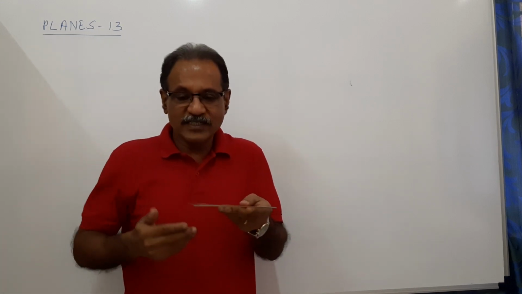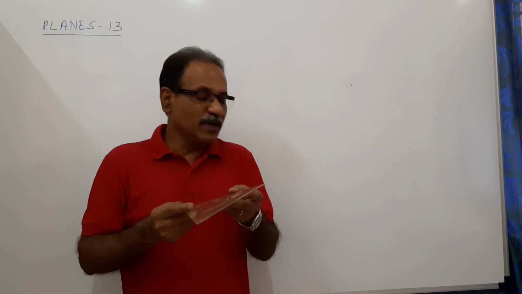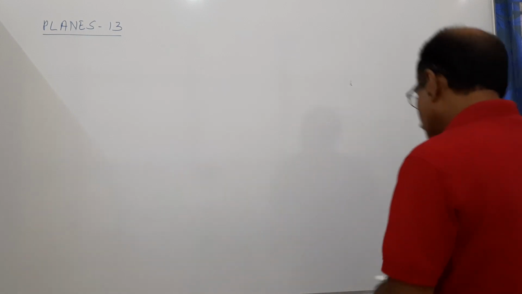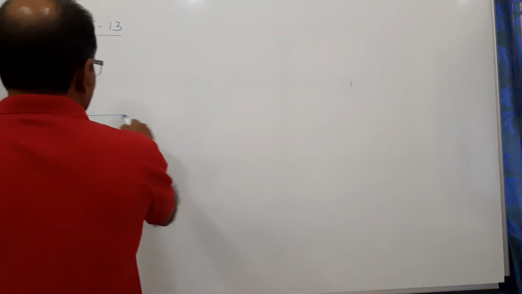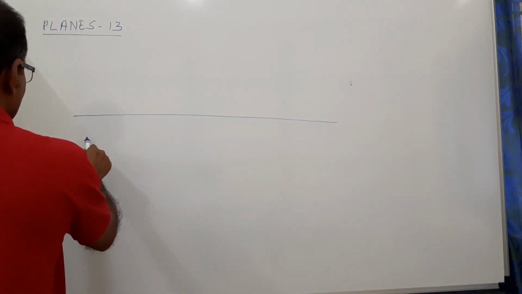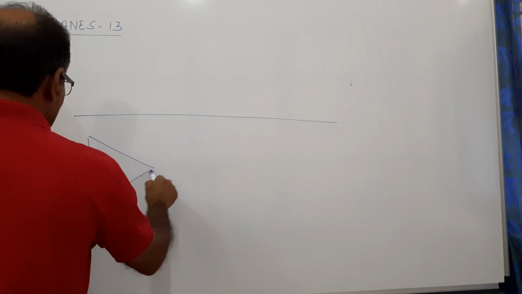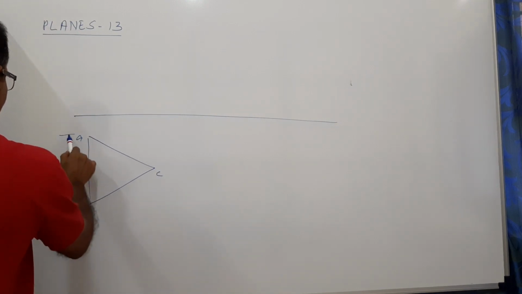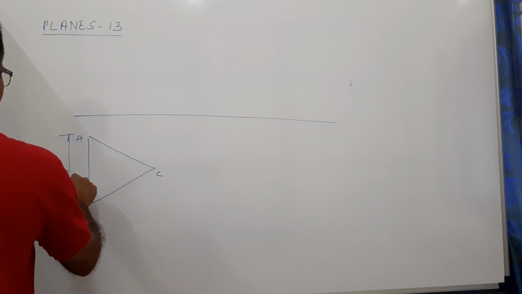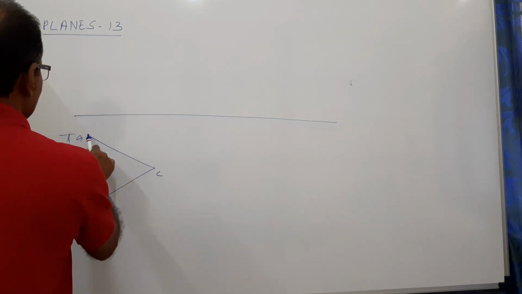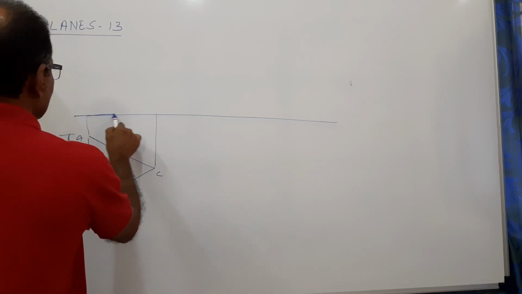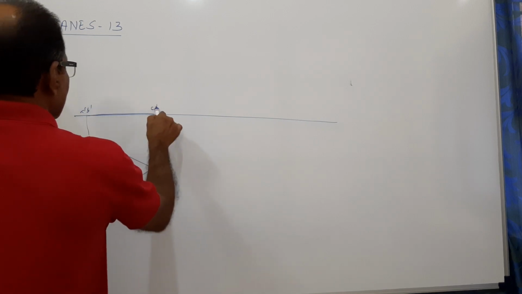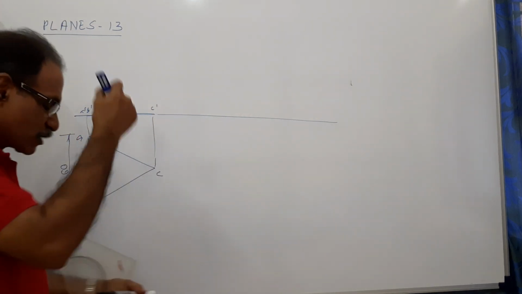Keep it like this, one side AB perpendicular to VP, draw simple position, plan and elevation. Agreed? Let's draw. XY line. The triangle is 60 mm side, so this is a nice equilateral triangle of 60 mm side. ABC, project the elevation. A dash, B dash, C dash. Now you have to lift the corner C.